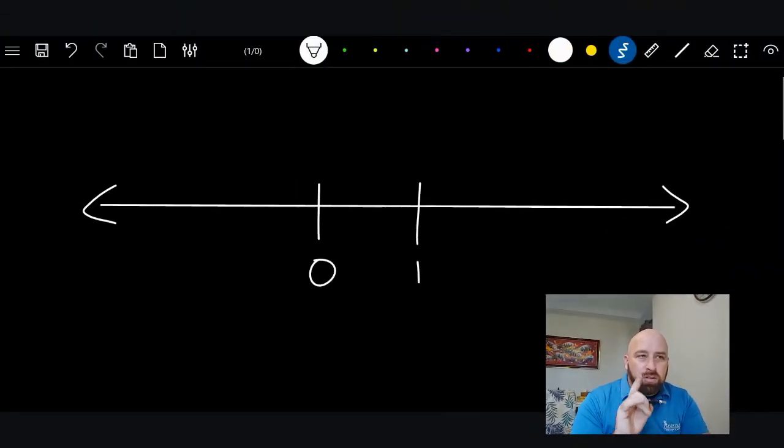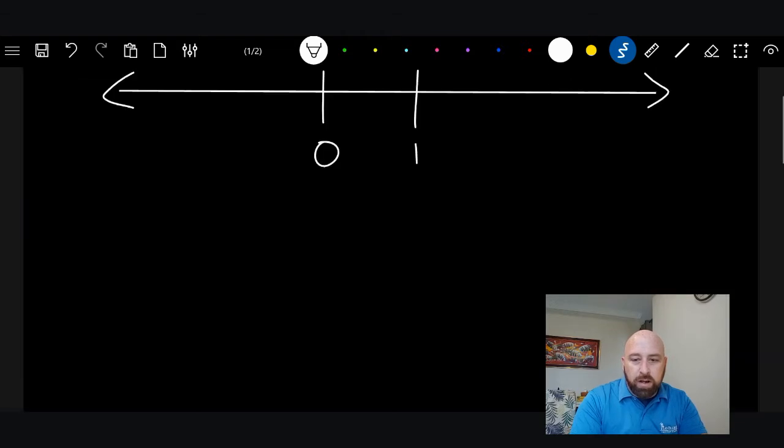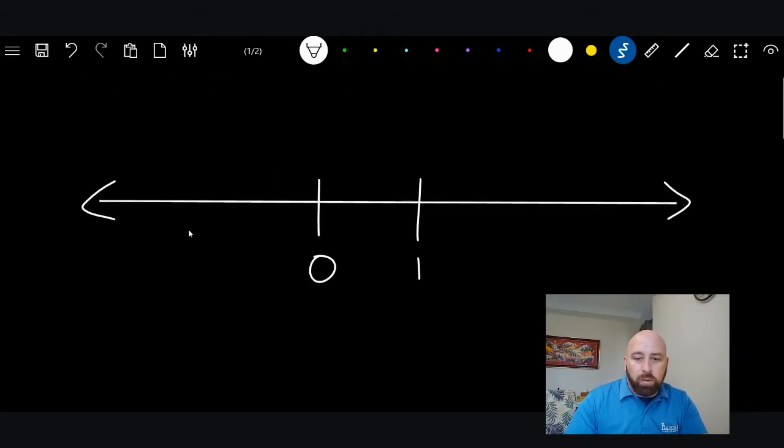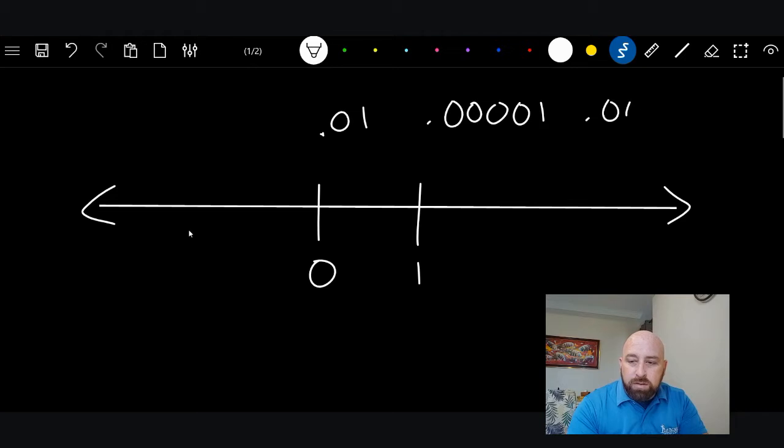If we put two numbers, 0 and 1, for example, this is crazy to think about, there is infinity in numbers between those two numbers. What do I mean by that? Well, you could have point 0, 1. That goes in between here. You could have point 0, 0, 0, 0, 1. That also goes in between here. You could have point 0, 0, 0, 0, 0, 0, 0, 0, 0, 1. That goes in between there.